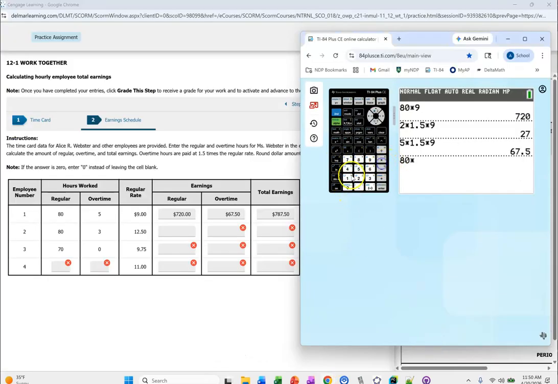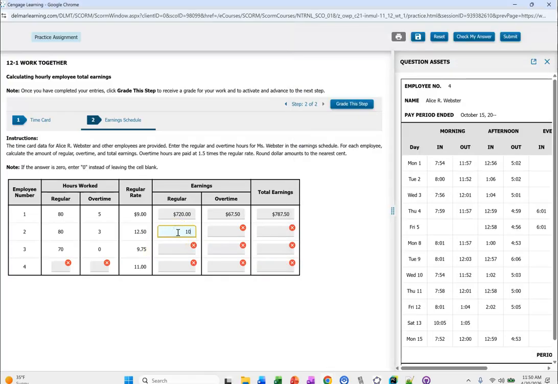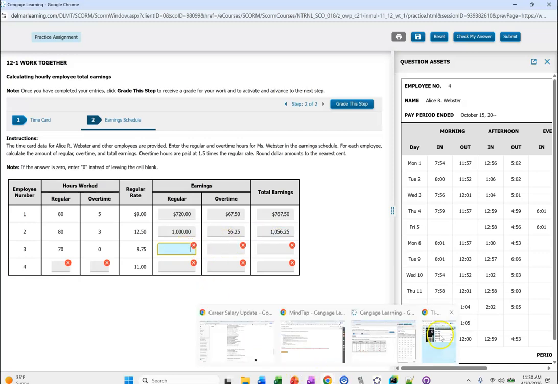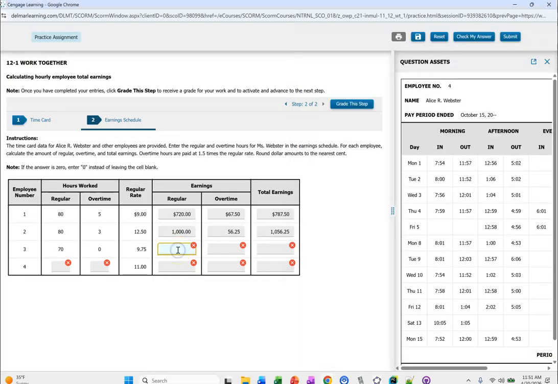So 80 times 12.5, and then 3 times 12.5 times 1.5. Well, we're moving along. 682.50.